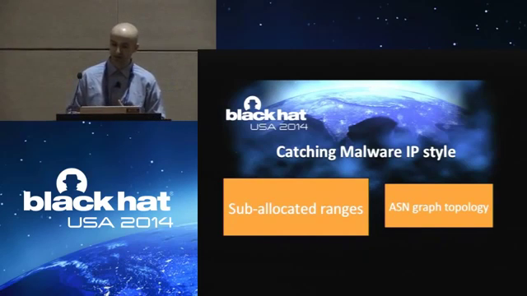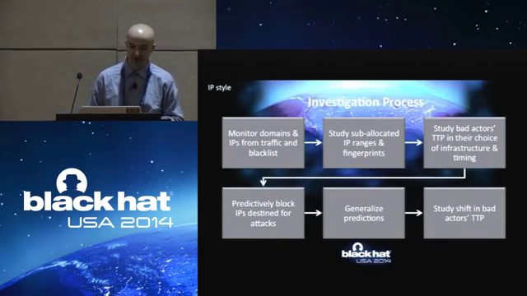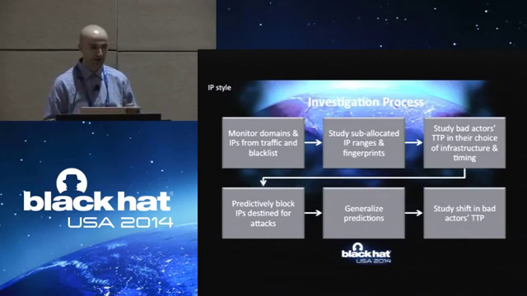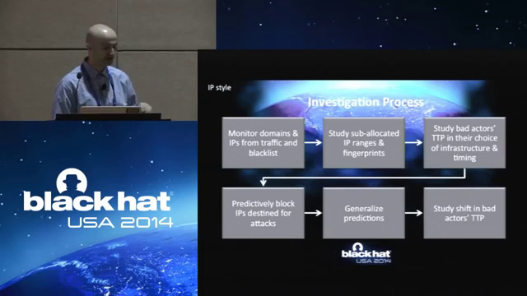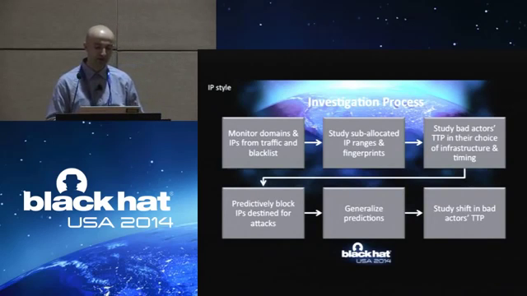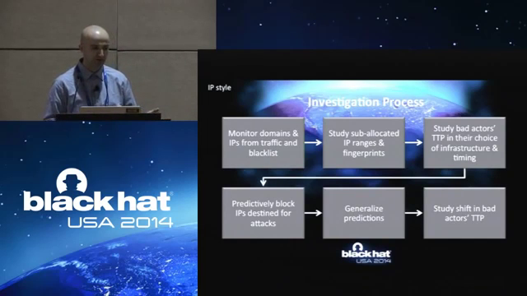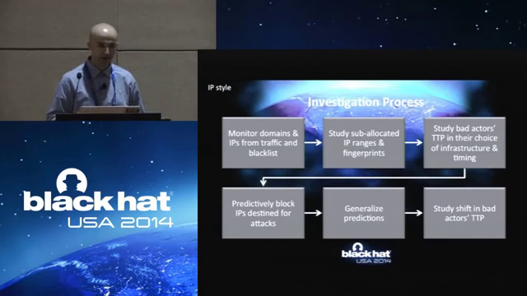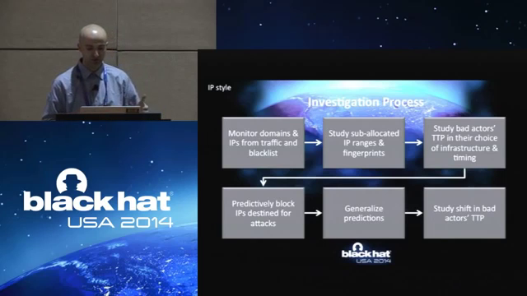So let's start with the sub-allocated ranges. So the investigation process goes like this. We monitor domains and IPs, and then we study the sub-allocated ranges where these IPs are living, and then we do fingerprinting of these IPs. With that, we were able to study over time the TTPs of the bad actors, the way they use the infrastructure and the way they time their attacks. Pushing that further, we were able to predictively block IPs destined for attacks, and we could also generalize this to a variety of attacks. And over all of this period, we were able to see how the bad actors were shifting in their behavior.